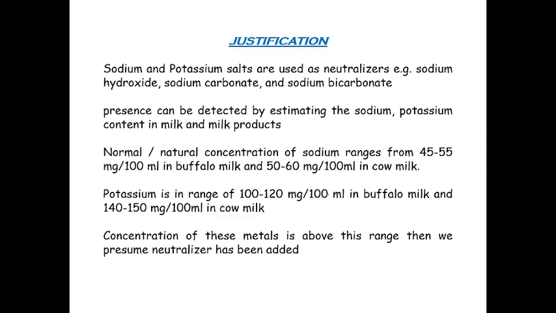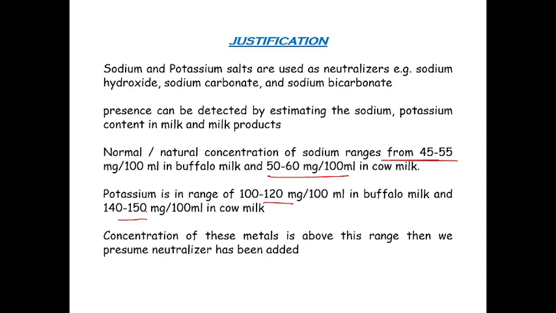So if you see, we know that the sodium content in buffalo milk ranges from 45 to 55, whereas in cow milk it ranges from 50 to 60 milligram per 100 ml. Okay, similarly if you see the potassium content, it is 100 to 120 milligram per 100 ml in buffalo milk, and 140 to 150 milligram per 100 ml in cow milk.